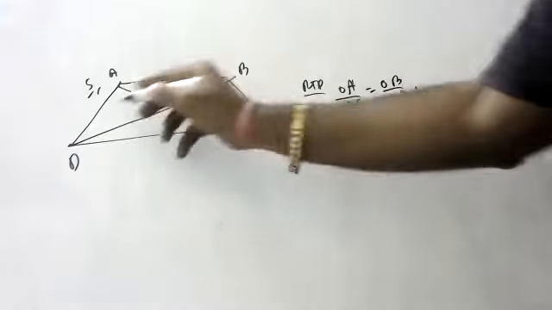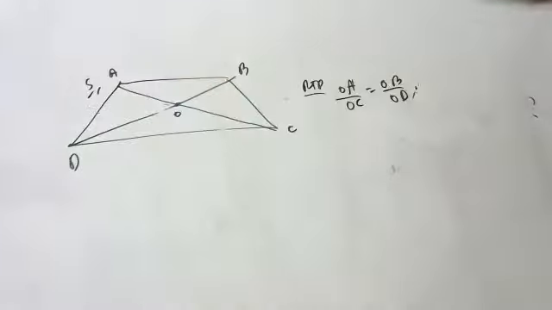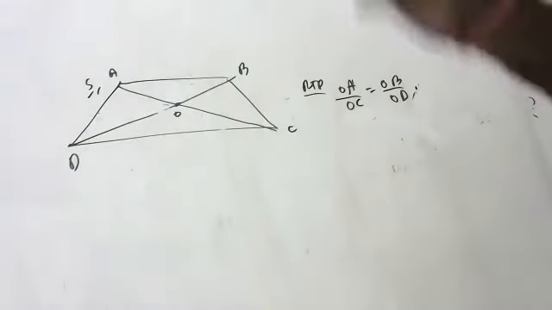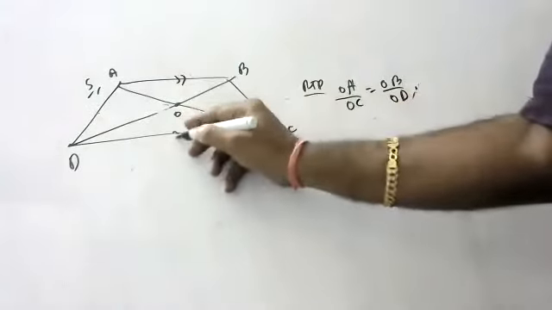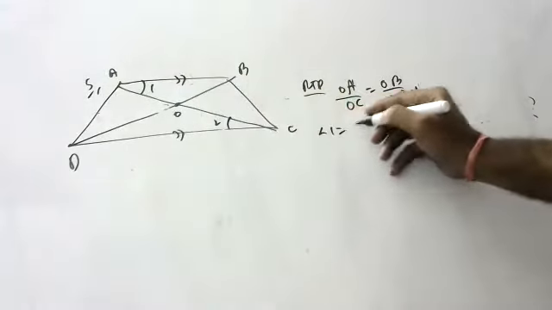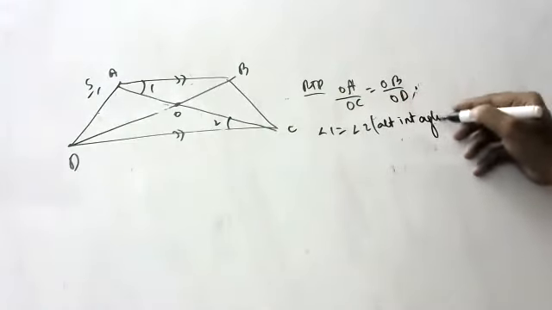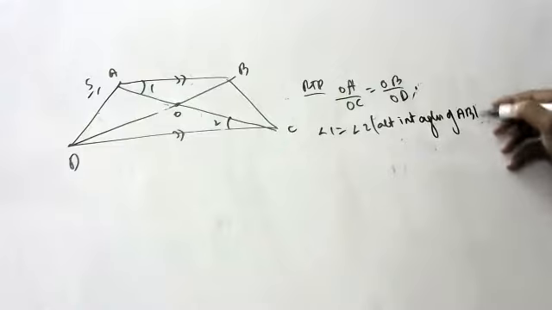Yesterday we constructed like this, but today we should do it without construction. Since it is a trapezium, these both are parallel. So angle 1 is equal to angle 2. Why? Alternate interior angles, AB parallel to CD.